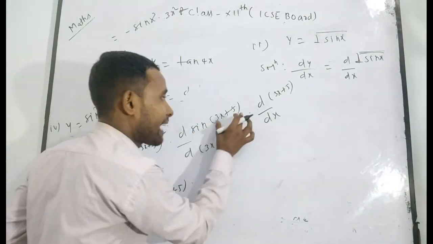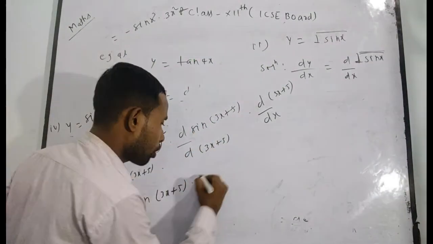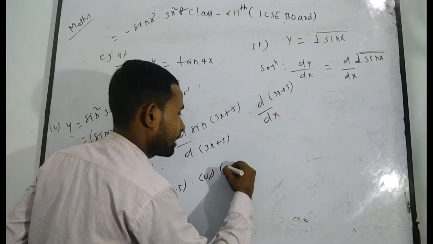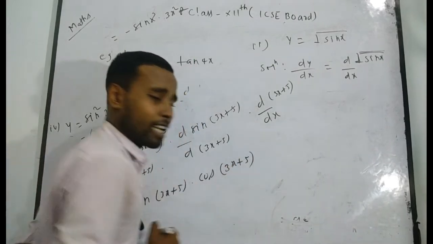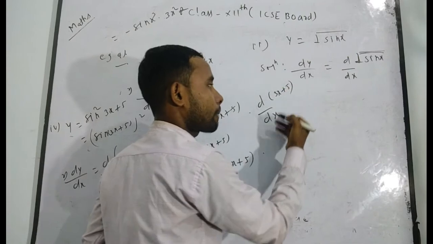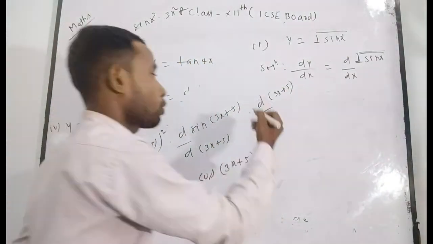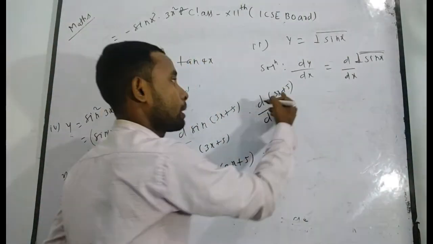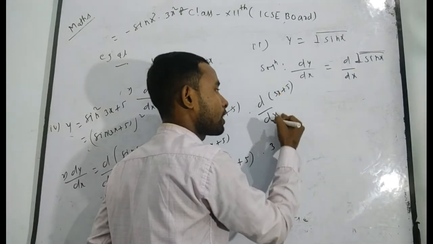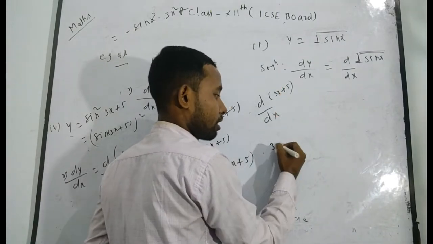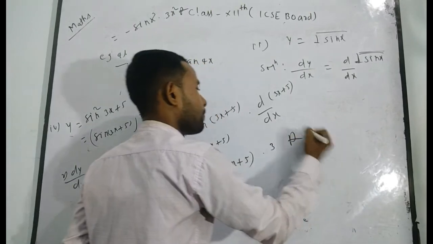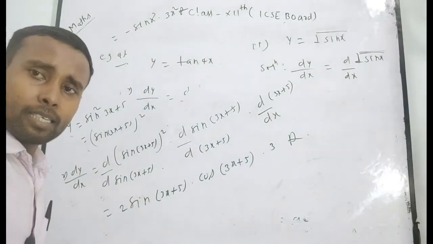What is the derivative of sin theta with respect to theta? It will be cos theta. What is cos theta? In place of theta there is given 3x plus 5. Now the derivative of 3x plus 5, as you know that 3 is a constant. So I want to take it outside, and the derivative of x with respect to x will be 1. So 3 into 1 will be 3, and the derivative of 5 will be 0. So its answer will be this term.